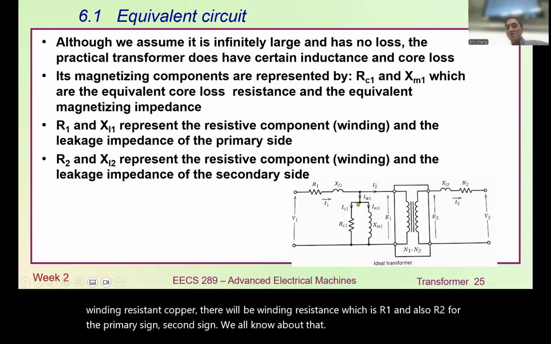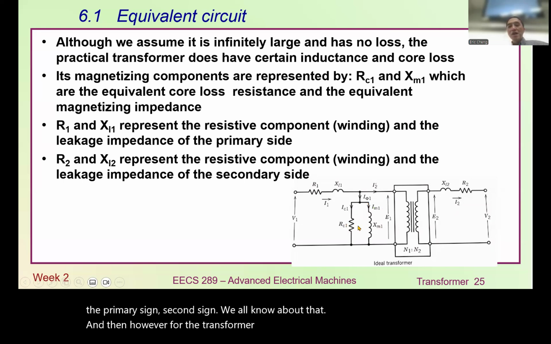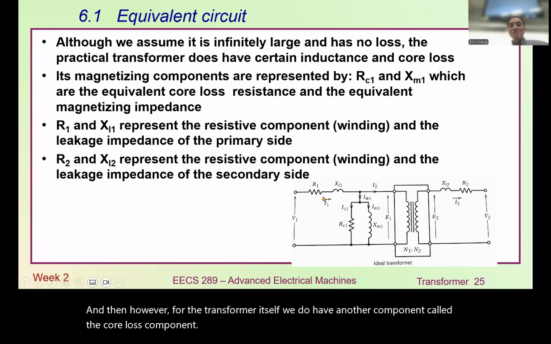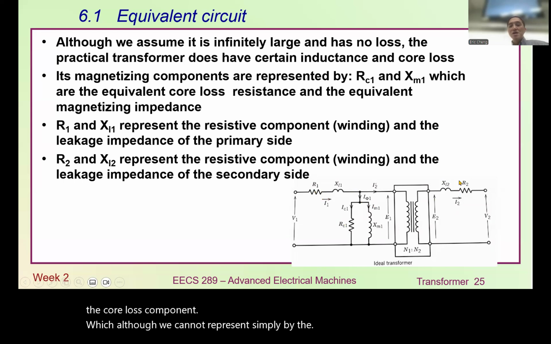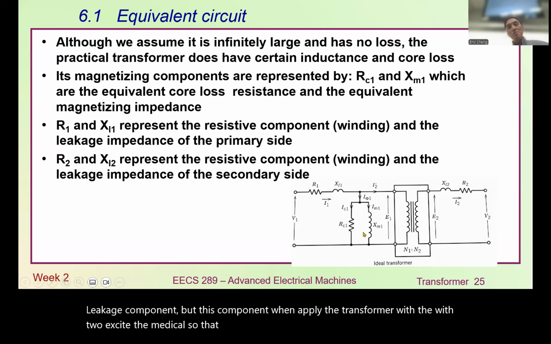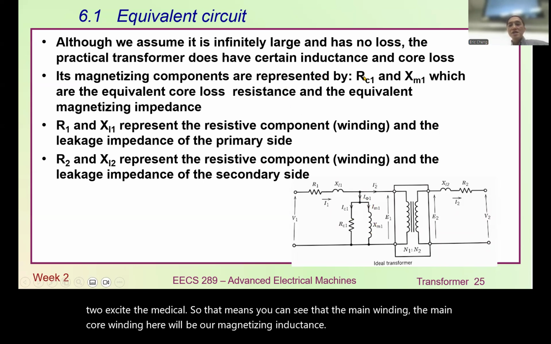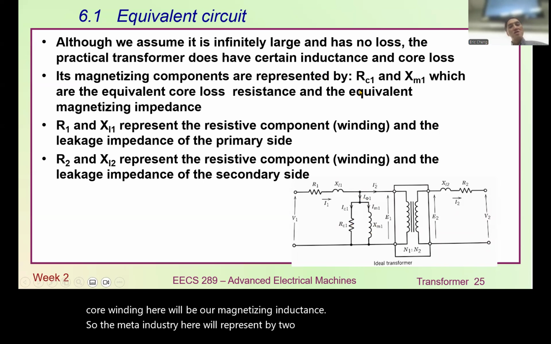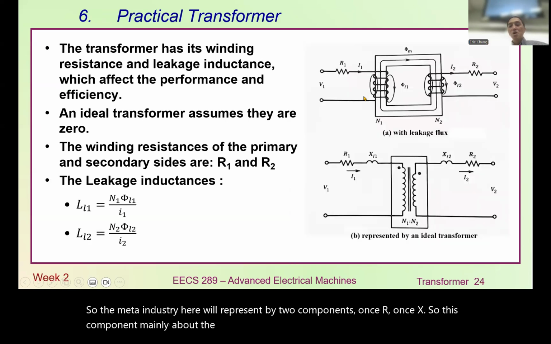And then, for the transformer itself, we do have another component called the core loss component, which we cannot represent simply by the leakage component. When we apply any voltage to the transformer, we excite the magnetic core. So the main core winding here will be our magnetizing inductance, which is represented by two components, R and X. This component is mainly the magnetizing inductance, the main coil, just like this coil here.